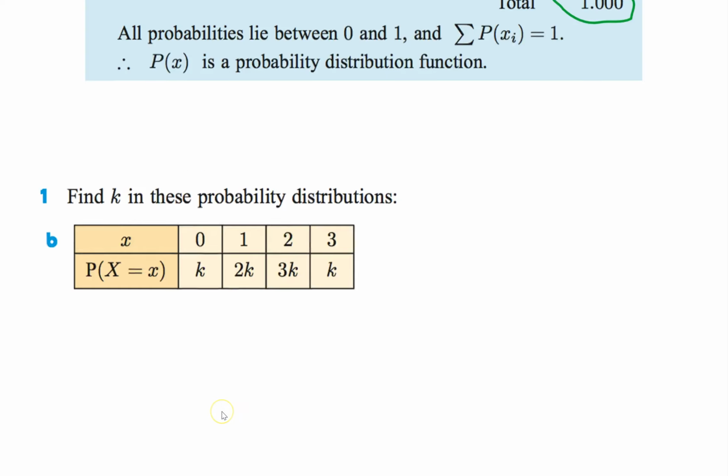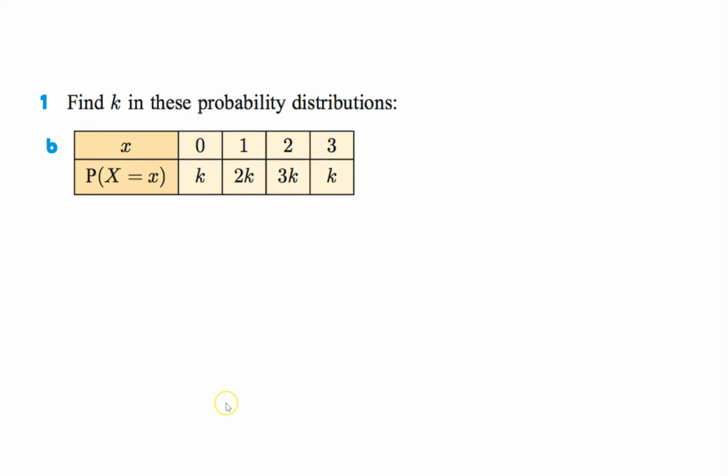Our next example, they want us to find K. So they're telling us it's a probability distribution, and they want us to find K. So remember a few rules of these things. First, the obvious one, right? They should go between 0 and 1. None of them should be negative. None of them should be more than 1. And second, when you add up all the probabilities, it should equal 1.